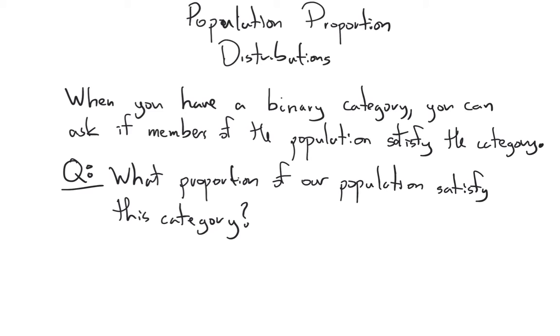In this video, I want to talk about one more type of sampling distribution. In fact, two types, but they're kind of the same. It's the one sample and the two sample version of the same thing. And they are population proportion distributions.